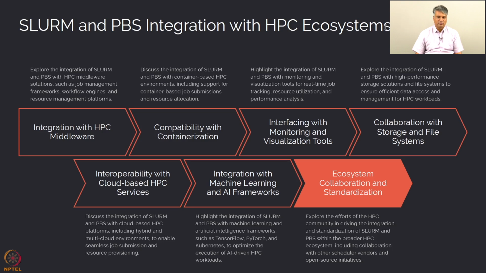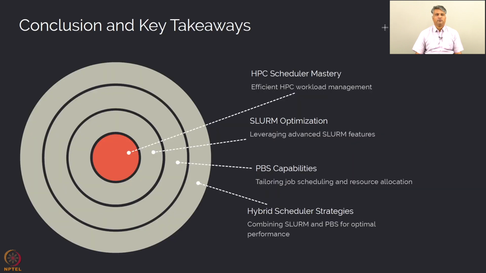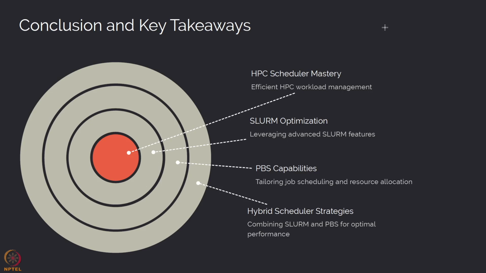Finally, you can integrate all this with machine learning and AI frameworks to do AI-driven HPC workloads. All this puts us to the effort of having an ecosystem for collaboration and also standardization. The key conclusion is that we need to have efficient HPC workload management. We need to leverage the advanced features of both SLURM and PBS, and we need to look at certain hybrid scheduler strategies. Thank you.